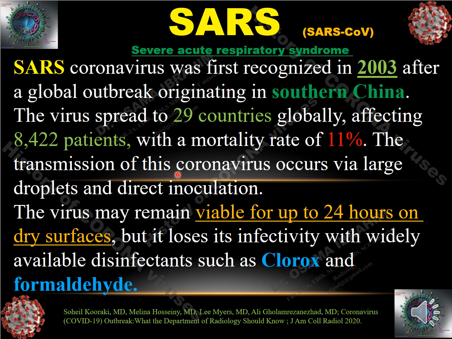The transmission of these coronaviruses occurs via large droplets and direct inoculation. The virus may remain viable for up to 24 hours on dry surfaces, but it loses its infectivity with widely available disinfectants such as Clorox and formaldehyde, according to this paper.